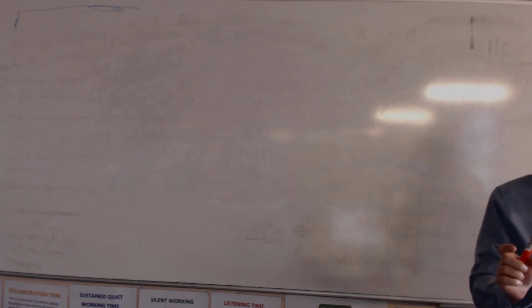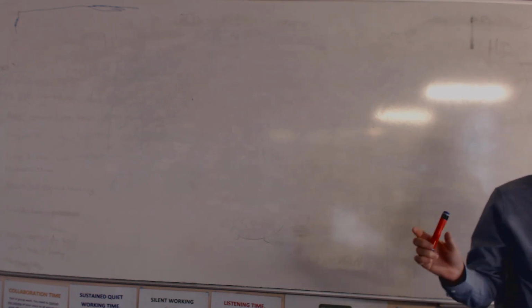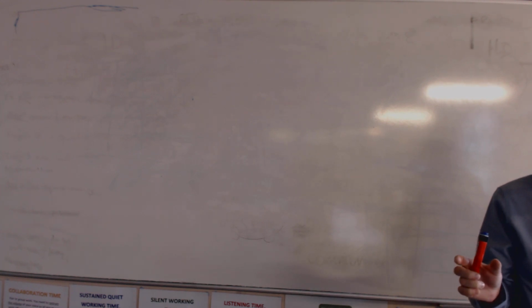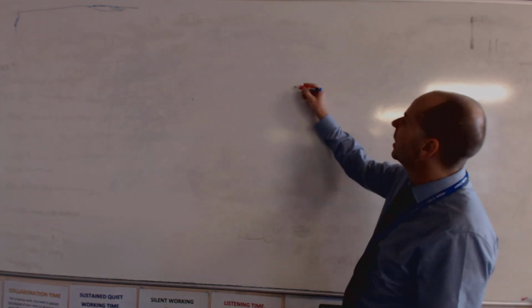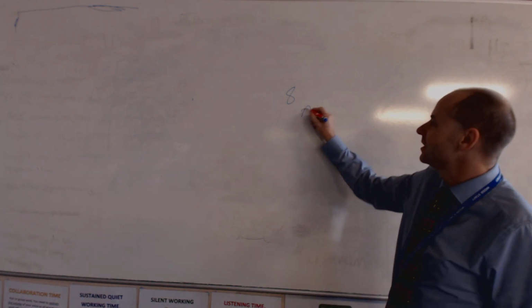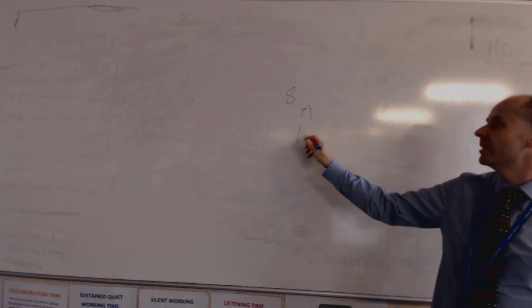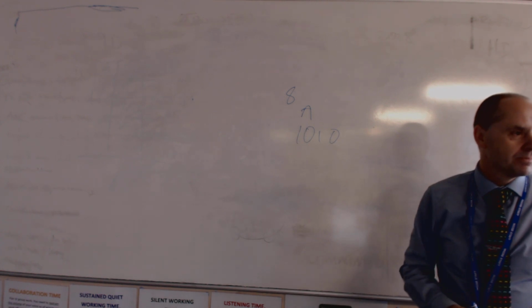Okay, because there's a really strict relationship. Every nibble is a hex digit. That's the key thing. So if you see something like 8, you know what that is in binary. If you see something like A, that's easy to know that that is 1010 in binary.